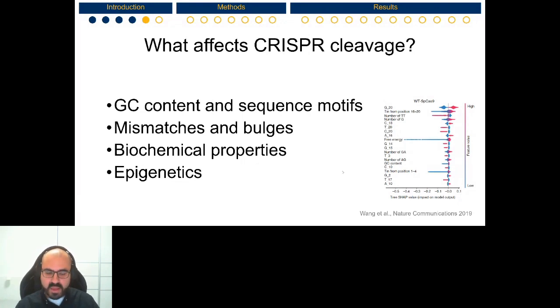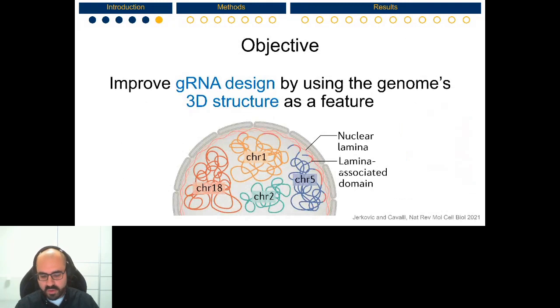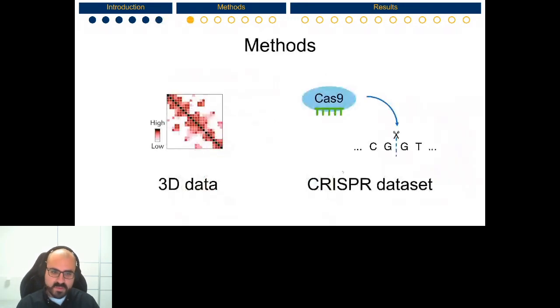And here, we're proposing a new type of feature, which wasn't used before, and this is the 3D structure of the genome, so the way DNA is folded in the 3D cell. And we aim to use that feature in order to improve the prediction of CRISPR efficiency, as well as gRNA design and the use of CRISPR in general. So let's see how we did it.